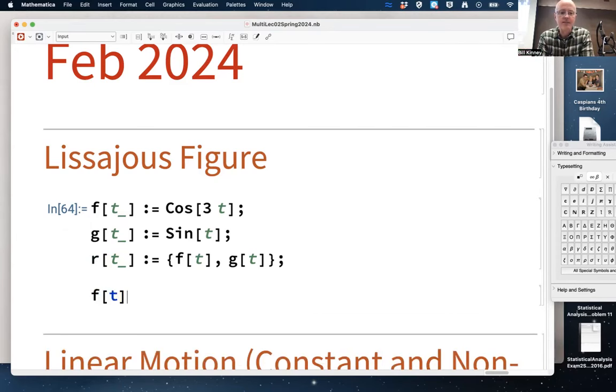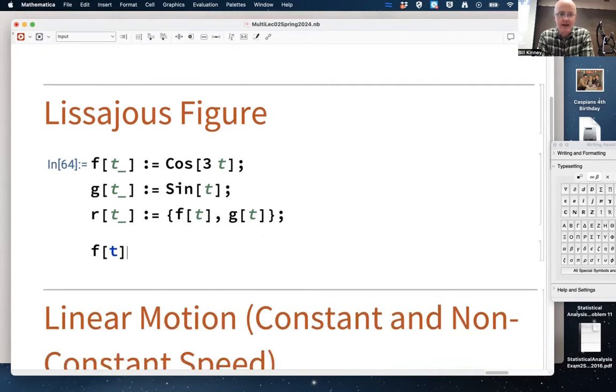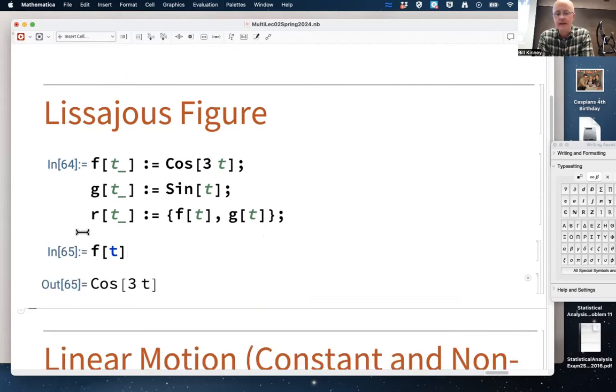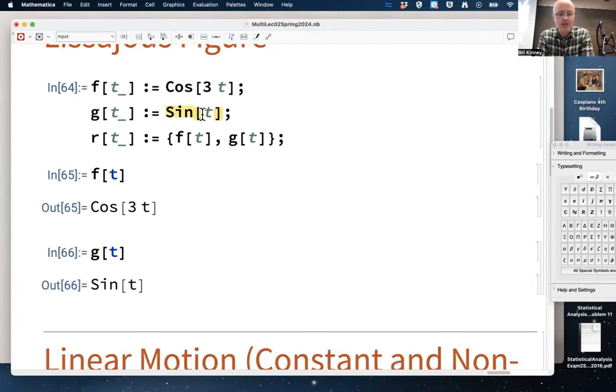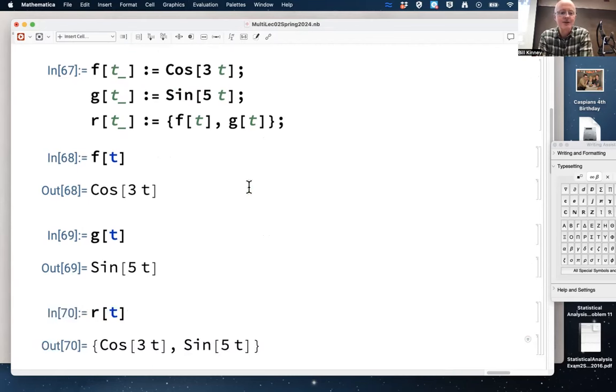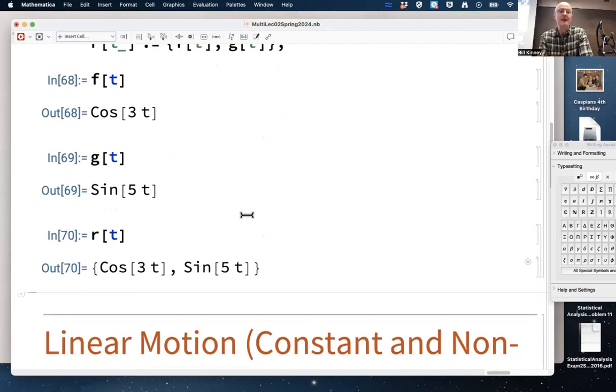If I want to confirm, for example, that f of t is now stored as the cosine function, I can type it in a new cell, do shift return, and there you see cosine 3t. G of t is sine of, oops, I made a mistake, didn't I? Forgot my 5. I forgot my 5, on purpose. Now I'm going to go back up there and re-enter it. It's okay, just re-enter it. Now it's right. And r of t, I can type that and hit shift return. And there you see the r of t.